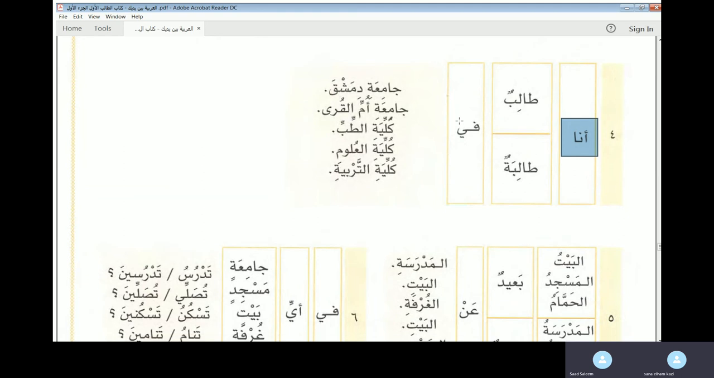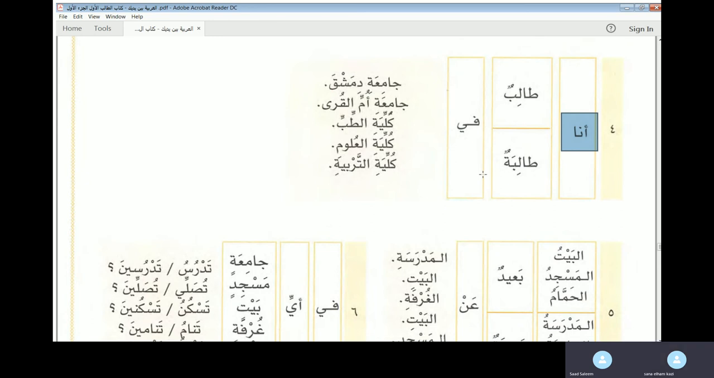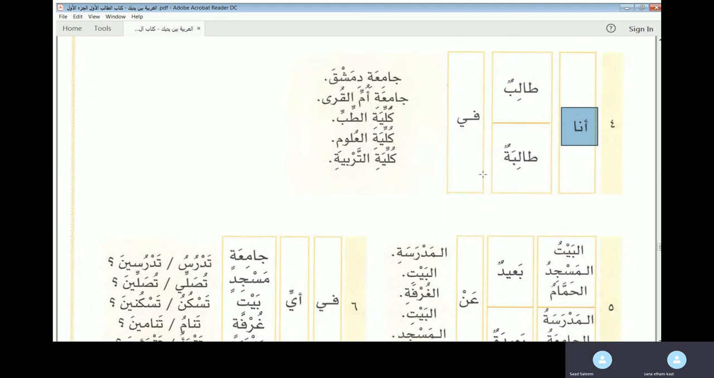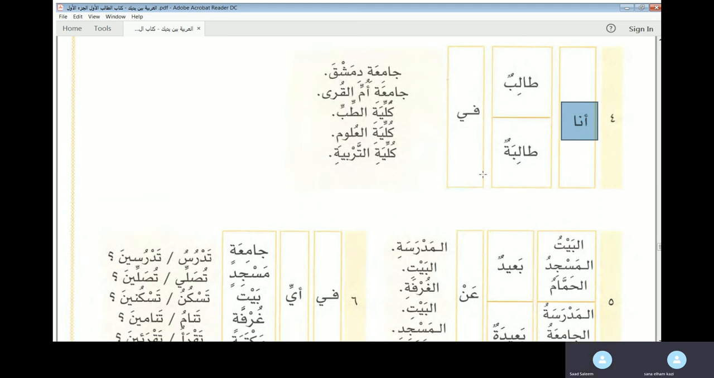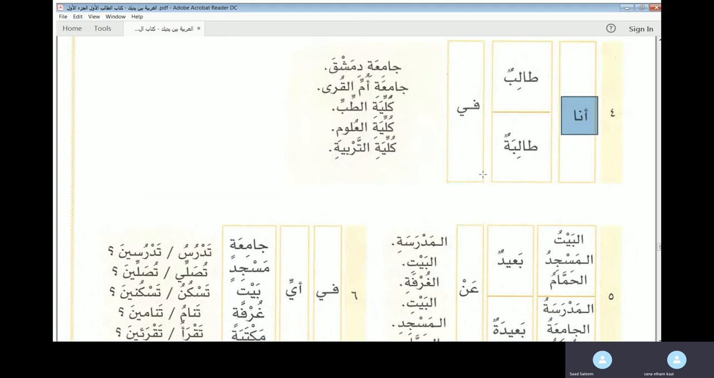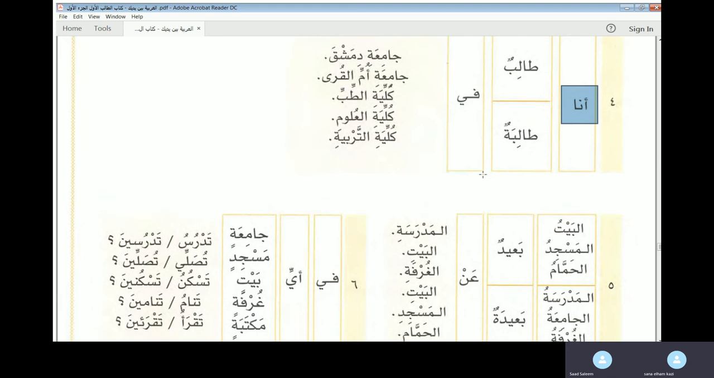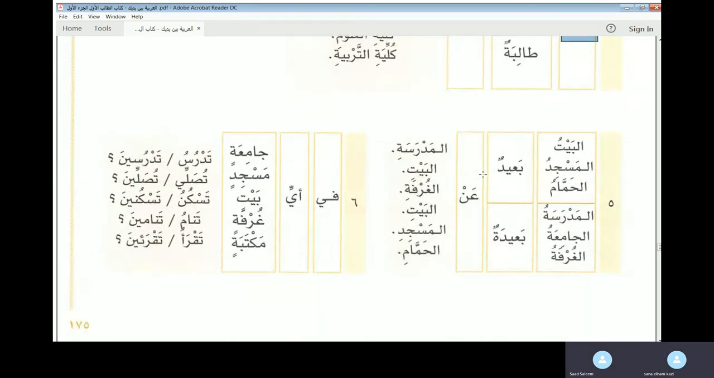I'm a student in the Faculty of Education. Science, ulum, science. Ana talibatun fi kulliyati ulum. I'm a student in the Faculty of Science. Ana talibun fi kulliyati tarbiya. I'm a student in the Faculty of Education. Ana talibatun fi kulliyati tarbiya.